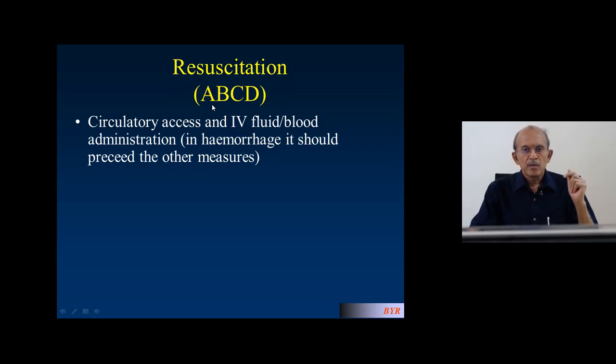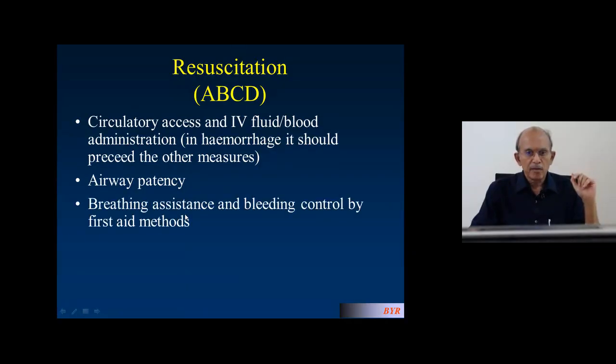Airway. If the patient has any injury to the airway, then you must first attend the airway. Otherwise, the patient has come to you with just history of hemorrhage and shock. Your first priority is to the C, not to the A and B, to the C, circulatory access. Then you get IV access and IV fluid, airway patency, breathing assistance, and bleeding control by first aid methods.